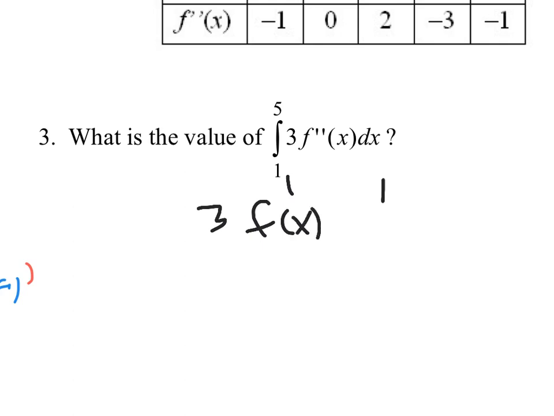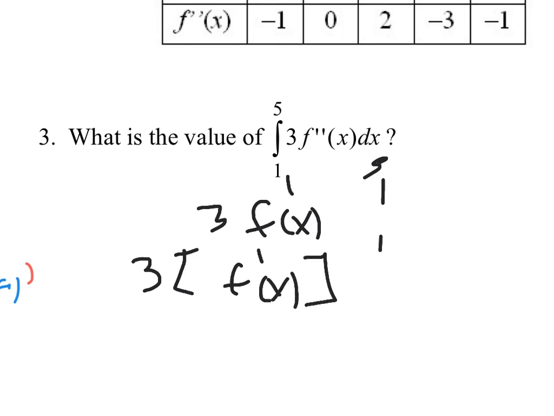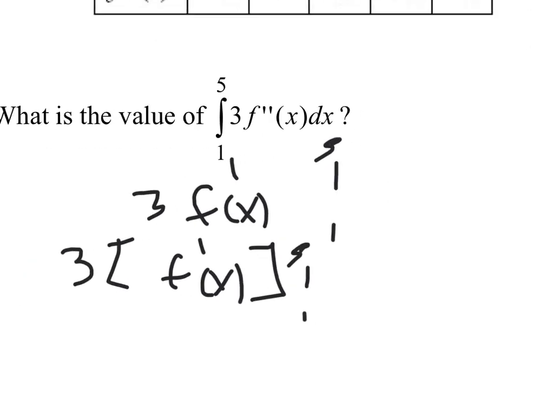From 1 to 5. Now, some people don't use the 3 in the whole thing. Some people put the 3 outside and then do this. That way, they don't have to write the 3 all the time. It's your choice, though. If you want to keep it in there, you can.